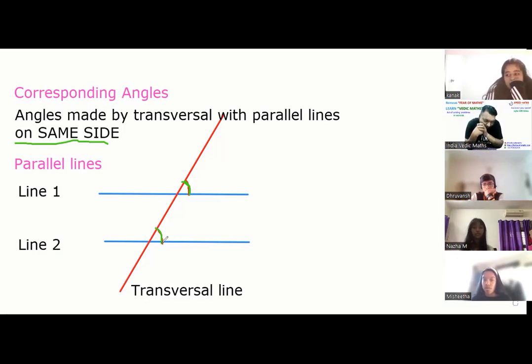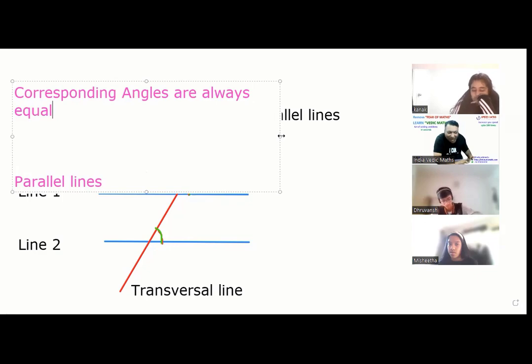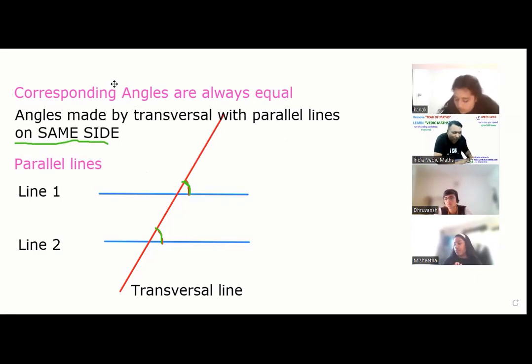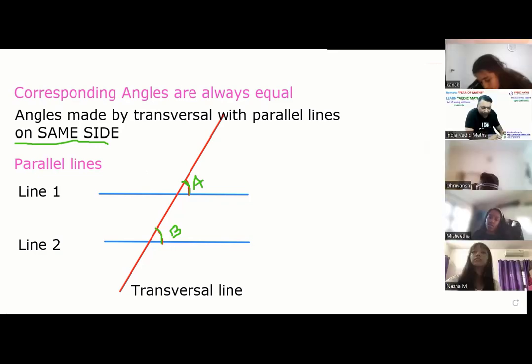Understood? Both are on the same side, means both are on the right side of transversal. And both the angles are above the parallel line. It's the same side, and these are corresponding angles. The rule is corresponding angles are always equal. Okay, guys? That is the rule. They are always equal. So if this is angle A and this is angle B, both will be equal. Angle A and angle B will always be equal. Got it?